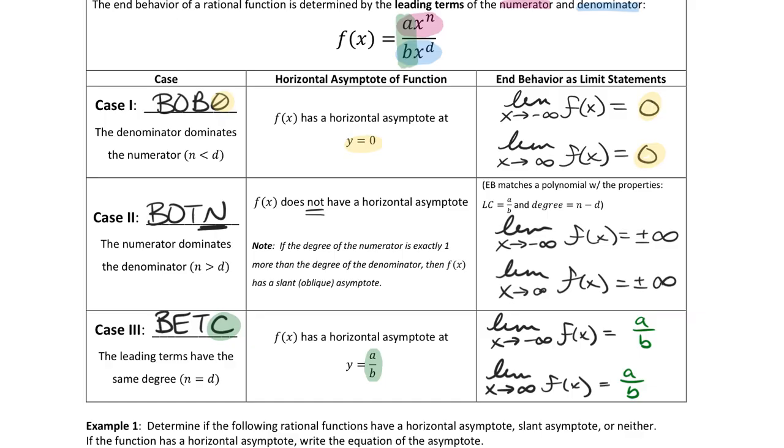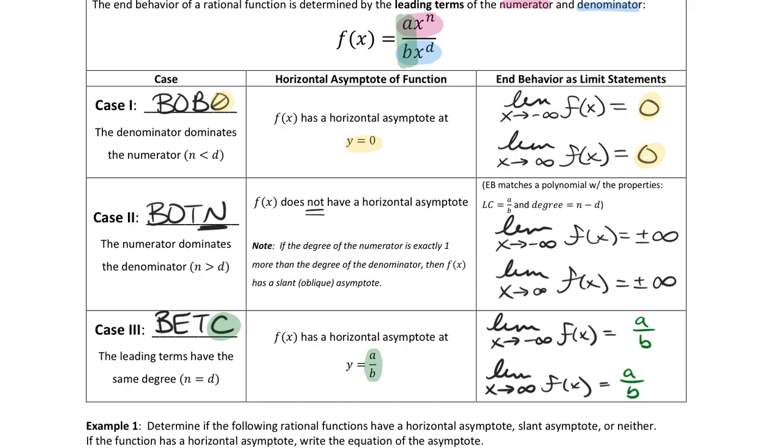So Bobo and Betsy are actually the easier ones, quote unquote. Botten graphs are going to be a little bit more challenging. And I know it says a little note right there. I'm skipping it on purpose. I'm going to read it towards the end of this page. So let's just practice for a second, recognizing if our function is Bobo, Botten, or Betsy.